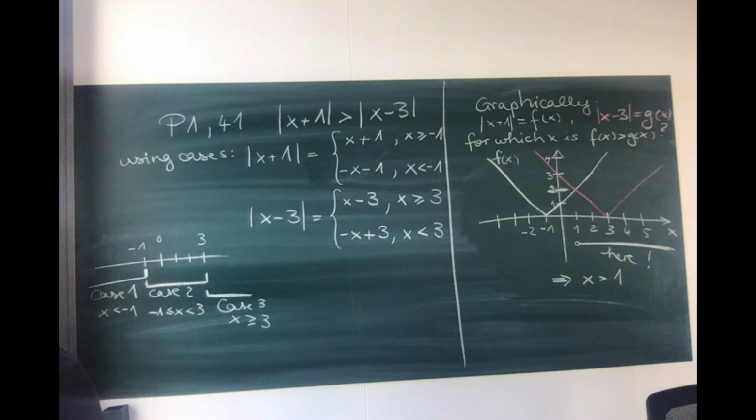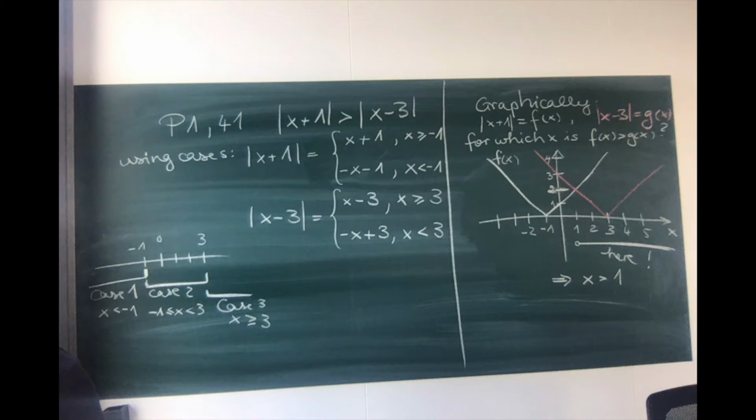Since we thought a lot about functions on Friday, it's nothing special for you to think now that the absolute value of x plus 1 is a function f of x and the absolute value of x minus 3 is a function g of x. And then the question of the exercise translates to: for which x is the function f of x greater than the function g of x?